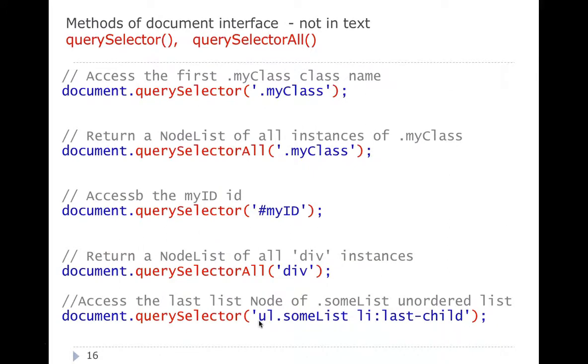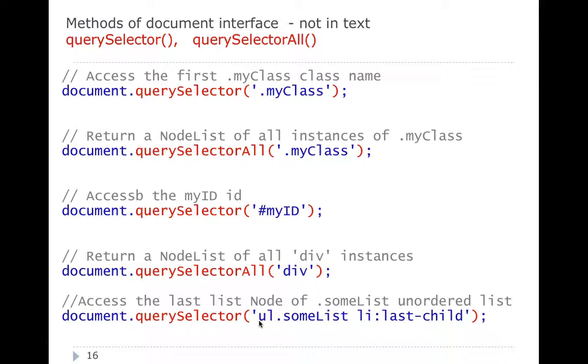This will be new to you because it's not in the textbook. There are 2 methods called querySelector and querySelectorAll. Let's look at some examples. If we wanted to access the first myClass class name, what we could do is use the document object and the querySelector method and pass into it a string that has the dot indicator for class and myClass. That would get the first myClass class name.